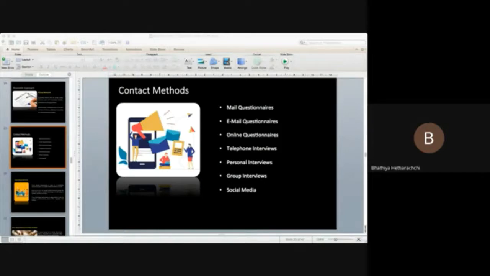Right, sorry about it. So the next one is about the group interviews, where you get a group of customers and you try to get their feedback as a group, right? Then the very recent one that we have come across under contact methods is social media, where you get connected with the customer through social media to gather information, right?